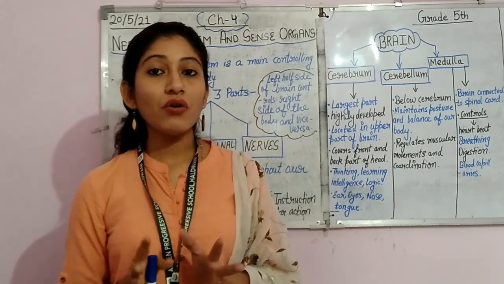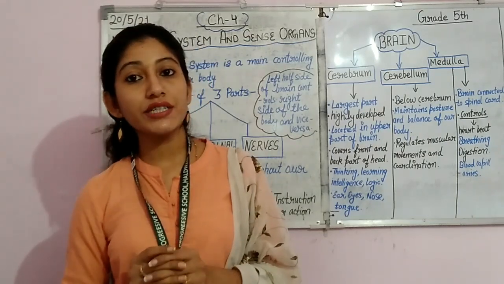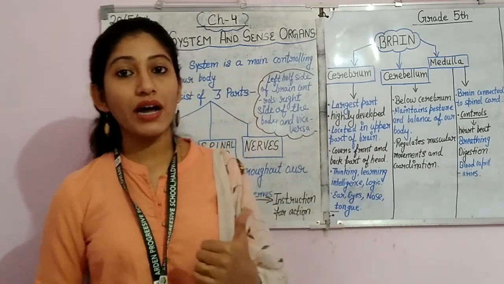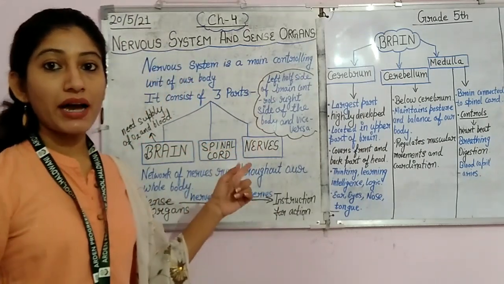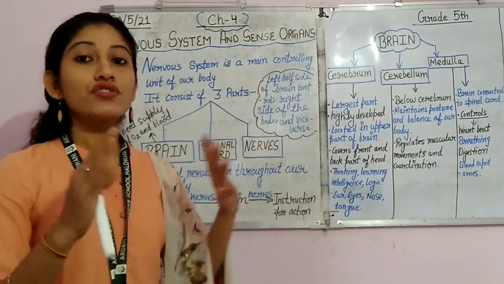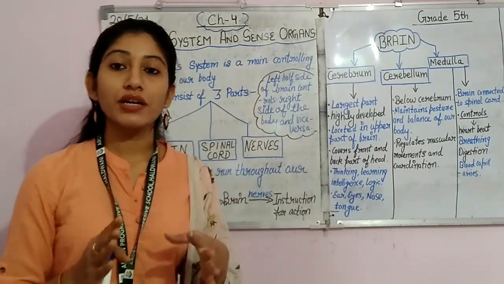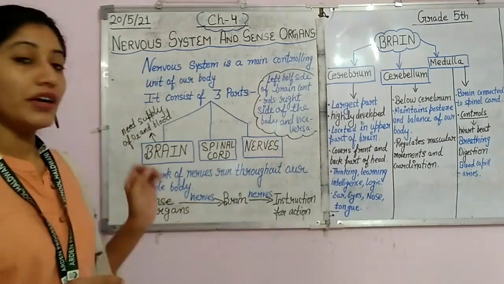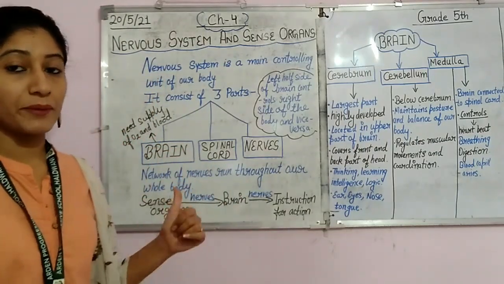Okay. Now when we talk about the nervous system, I told you that it consists of three parts. What are these? Brain, spinal cord, and nerves. So in today's class, students, we are going to study about the brain.